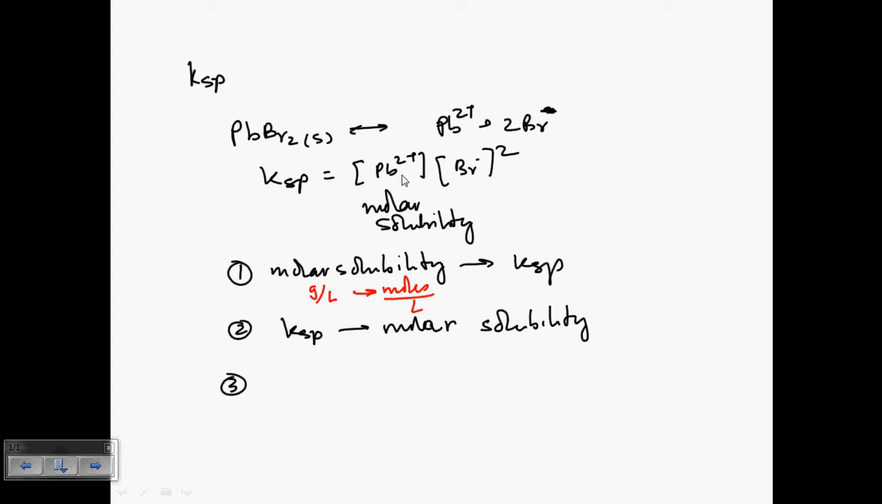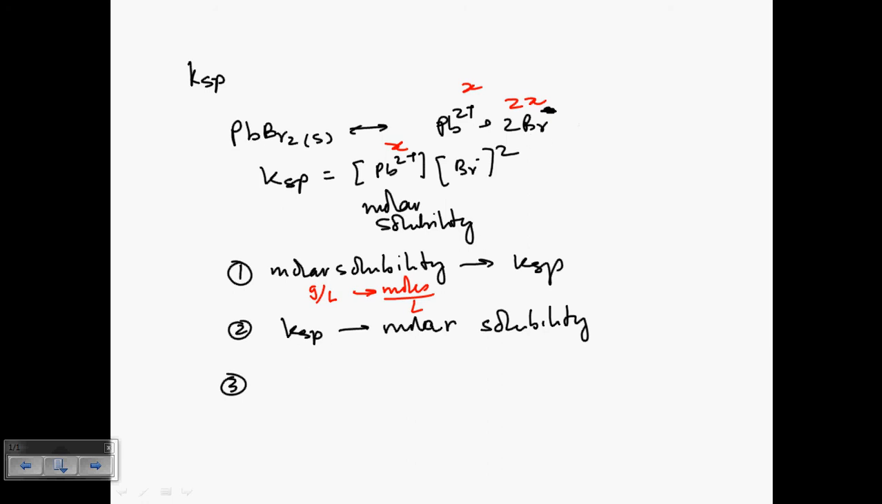If we were to write x for molar solubility, then the bromide solubility will be 2x because it makes 2 times as many bromides. Or if you're trying to figure out lead bromide solubility, it will be half that of bromide.